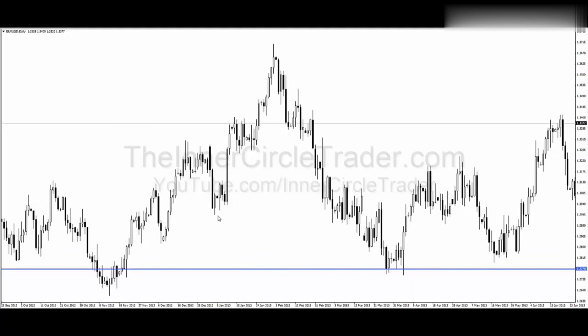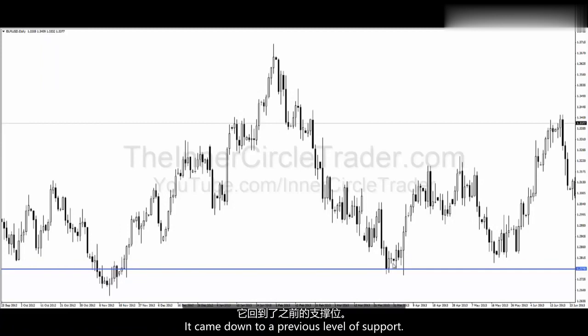Prior to that big leg up in price here, this was the lowest low. As price rallied up, it made a high here as well, and then started to move lower in a very large price swing. It came down to a previous level of support.